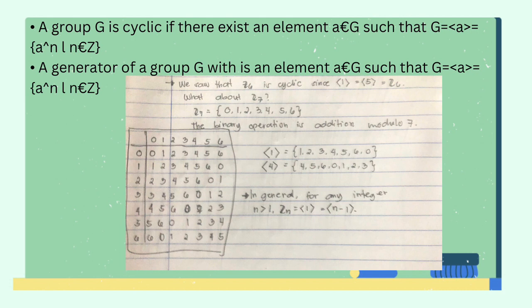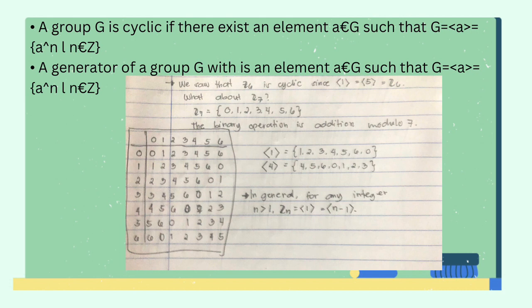But what about 4? We could try 4, and then 4 plus 4 is 8, mod 7 is 1. 1 plus 4 is 5. That's okay. 5 plus 4 is 9, but 9 mod 7 is 2. 2 plus 4 is 6, okay, and then 6 plus 4 is 10, mod 7 is 3, and 3 plus 4 is 7, and 7 mod 7 is 0, so that worked too.